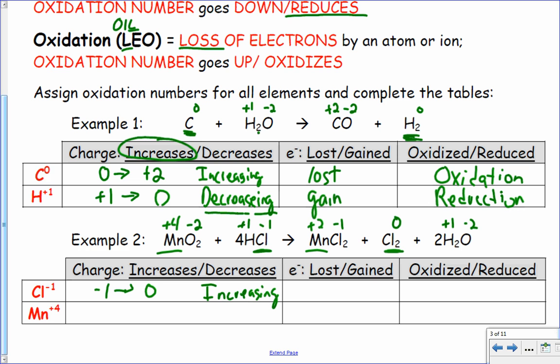Increasing in charge means I must be losing electrons. Losing electrons is oil in the rig, so it's oxidation. Because oxidation is losing. Mn goes from a +4 to a +2. It is decreasing. Decreasing must mean a gain in electrons. A gain in electrons is oil rig. Rig is reduction.